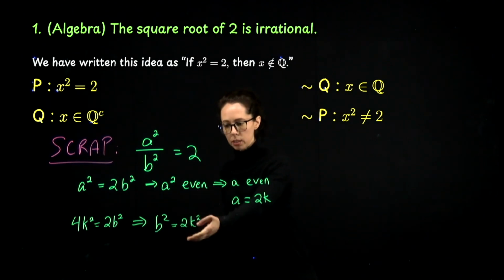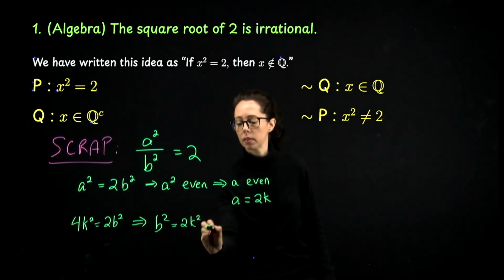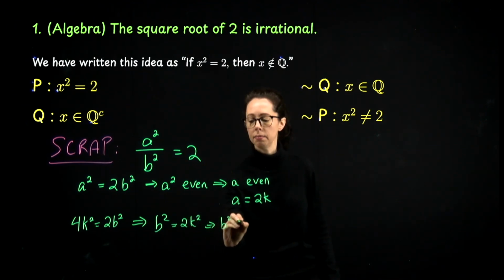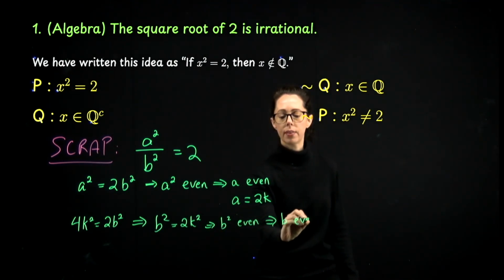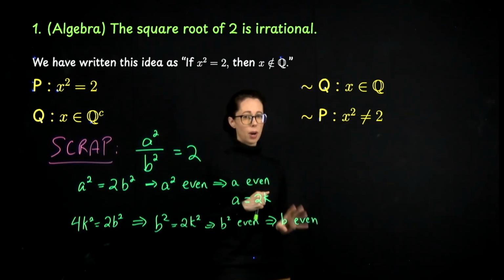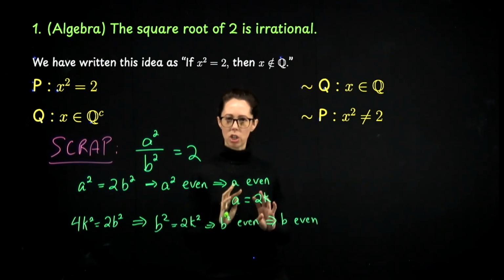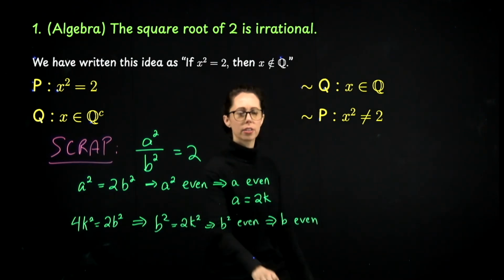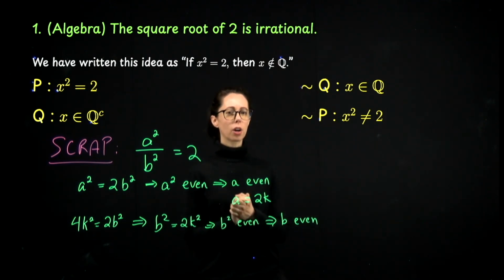But wait, that means that b squared is even. b is an integer. From this, I'm getting b squared is even, and therefore, b is even, just like we did above. There is a problem here, and before I state it out loud, I'd like for you to have the chance to see what's going wrong. Ultimately, these two conclusions we've reached are going to allow us to set up a contradiction, but take a moment to see if you spot it.